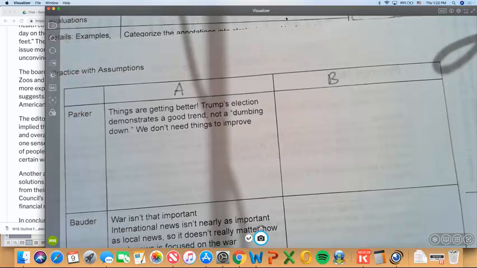So Parker was talking about Silicon Valley perpetuating some of our worst vices, and things are getting worse. So someone who reads that article and doesn't agree might think, no, things are getting better. Trump's election demonstrates a good trend, not a dumbing down. We need things to improve. So maybe someone who votes for Trump would really disagree with that article and be offended: oh, things are getting worse? No, they're not. So this is what they would say.